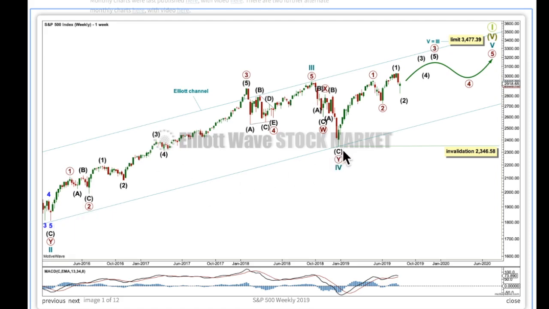And so because 4 perfectly found support at the lower edge of that channel, it indicates that the labelling of 1, 2, 3 and 4 is correct. And what that means is 4 ends here and 5 begins here. There's an important implication to that.